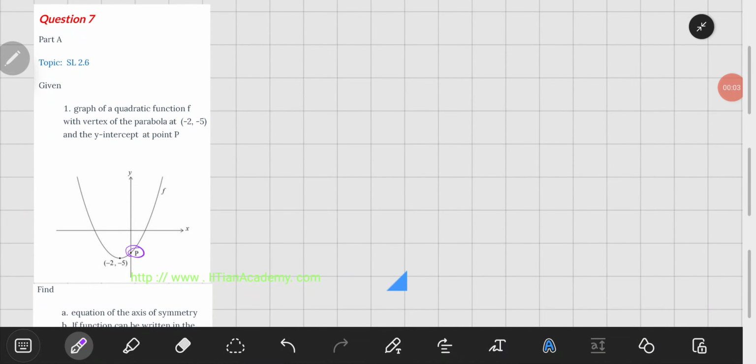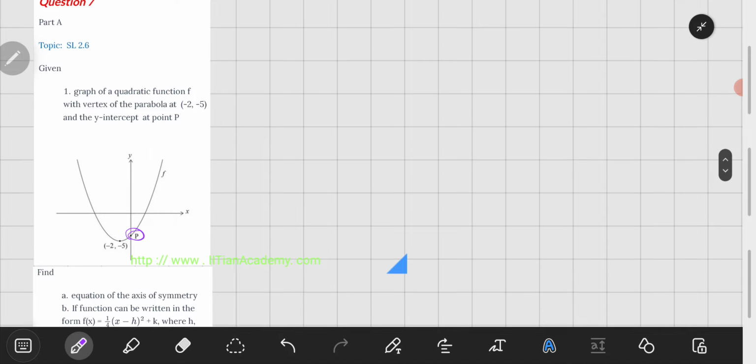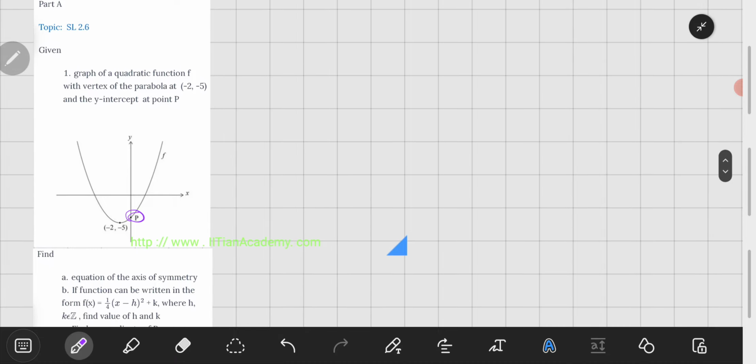Today we are doing question 7. We're given a part A and part B. We'll start with part A, and in part A we're given the graph of a quadratic function f with the vertex (-2, 5) and a y-intercept at point P. For question A, we're asked to find the equation of the axis of symmetry.